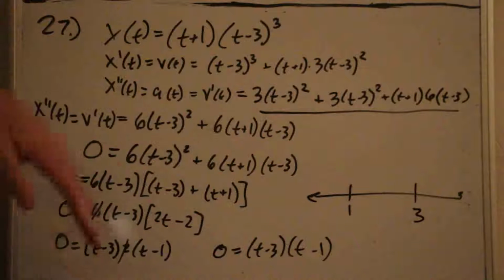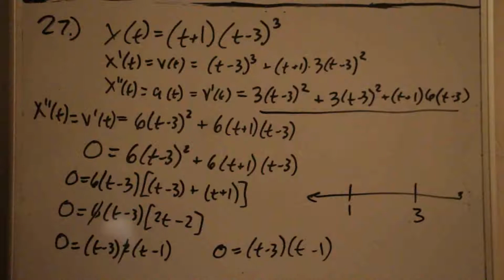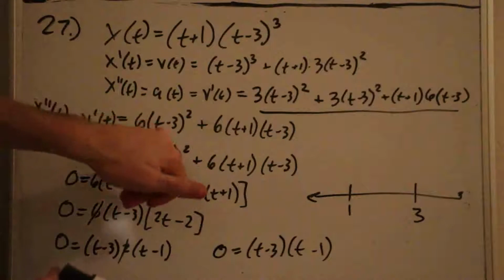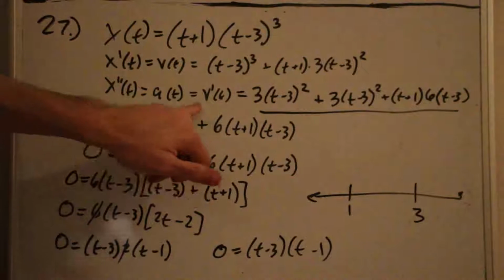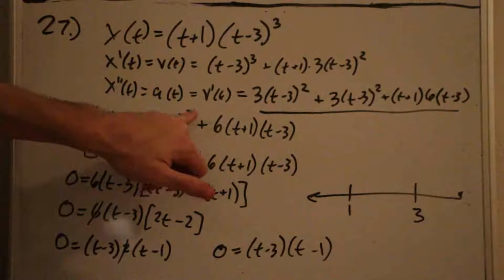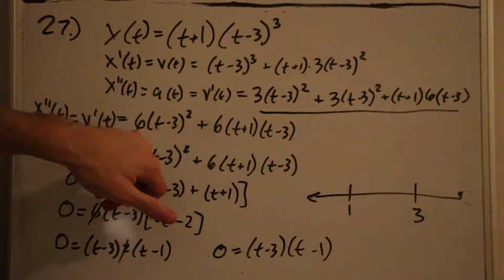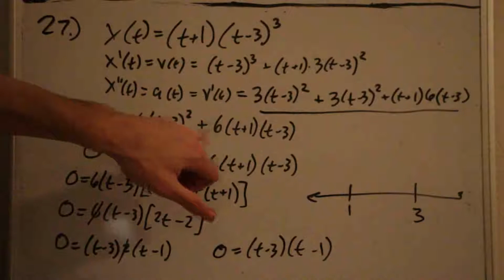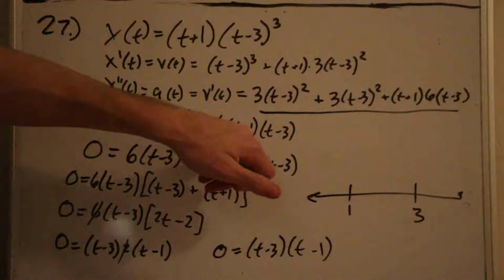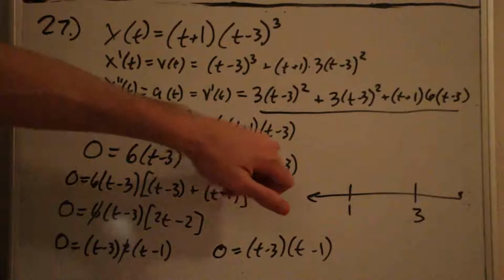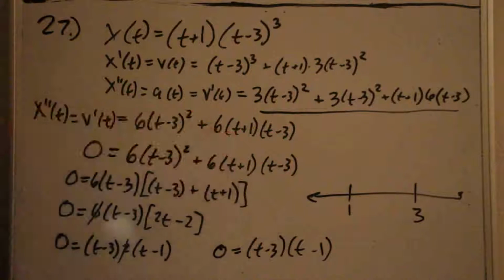Now I want to figure out where this is positive, so I check my regions. So if I plug in 0 here, this becomes negative 3 squared. Negative 3 squared is 9 times 6 is 54, so it's 54 plus 6 times 1 is 6 times negative 3 is negative 18. So at 0 it's positive. So to the left of 1 it's positive.